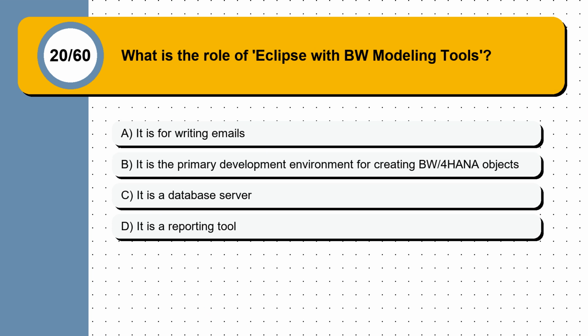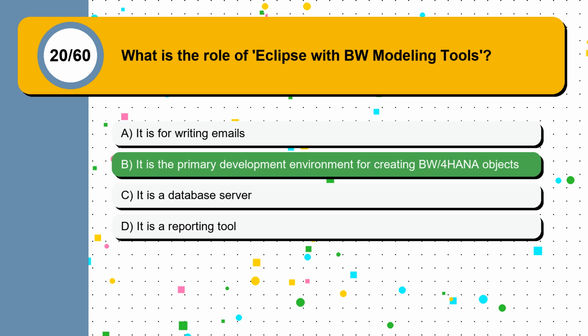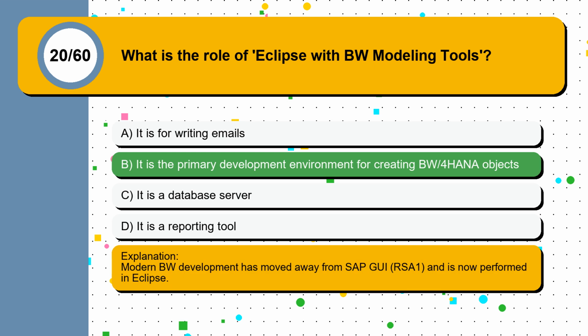Question 20. What is the role of Eclipse with BW modeling tools? Option A. It is for writing emails. Option B. It is the primary development environment for creating BW/4HANA objects. Option C. It is a database server. Option D. It is a reporting tool. The correct answer is option B. It is the primary development environment for creating BW/4HANA objects. Modern BW development has moved away from SAP GUI, RSA1, and is now performed in Eclipse.